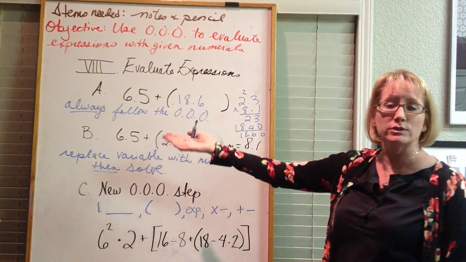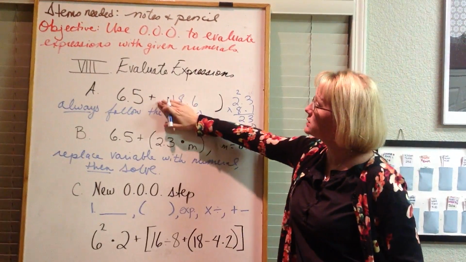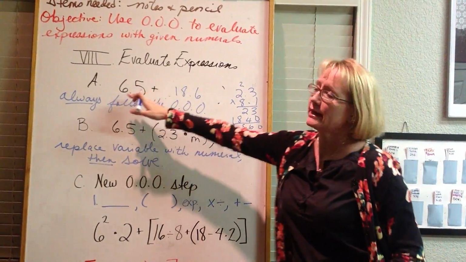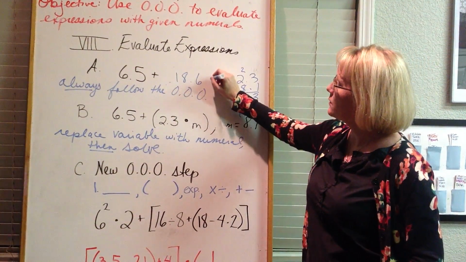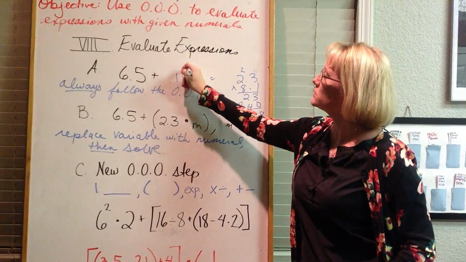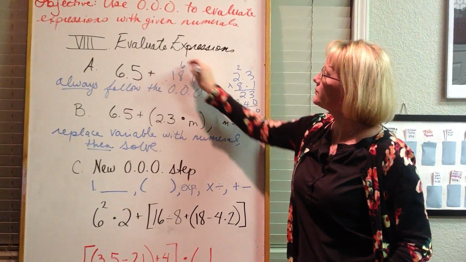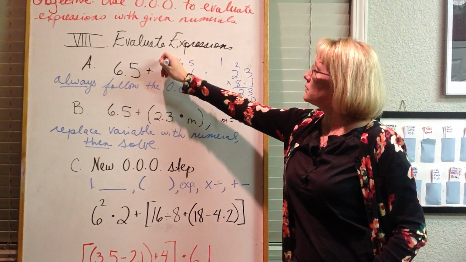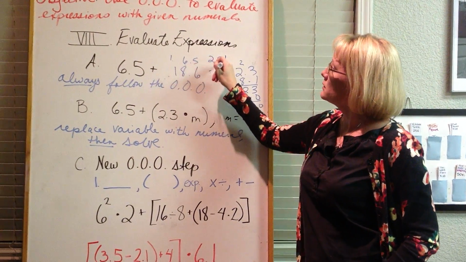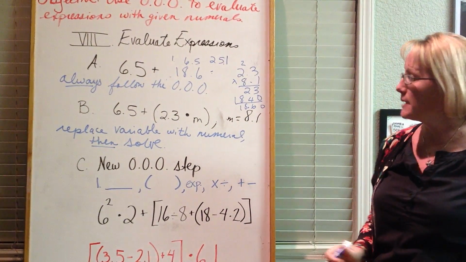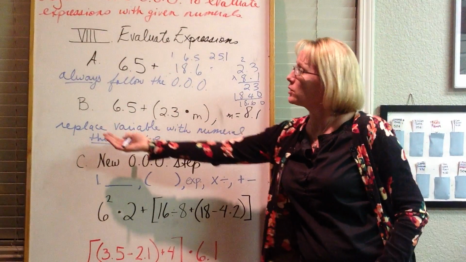Is there anything else to do inside the parentheses? There's not, so we're all done with those. And now we can add our 6 5/10 with that, and we would end up with 25 1/10, okay?